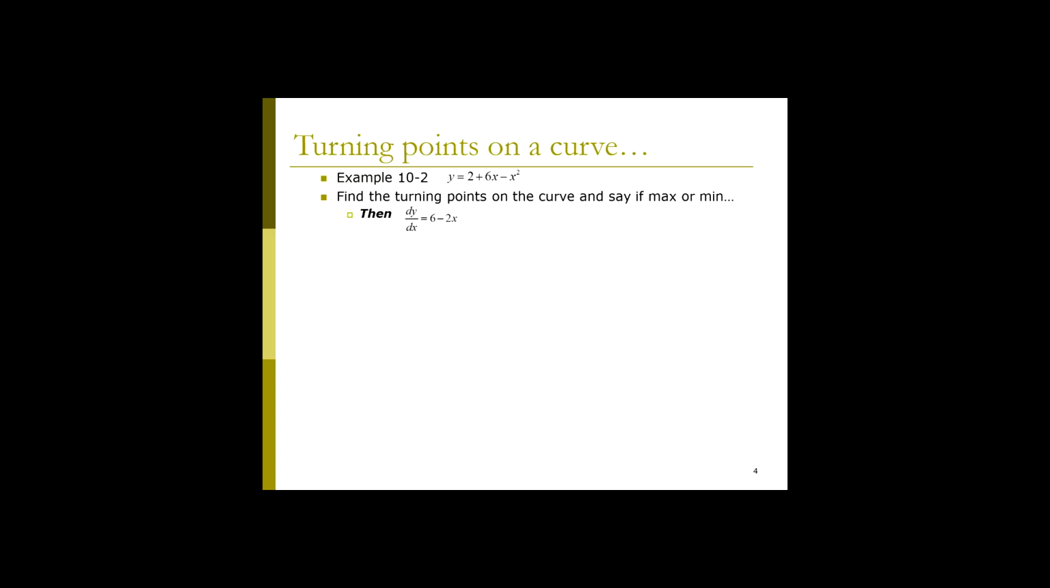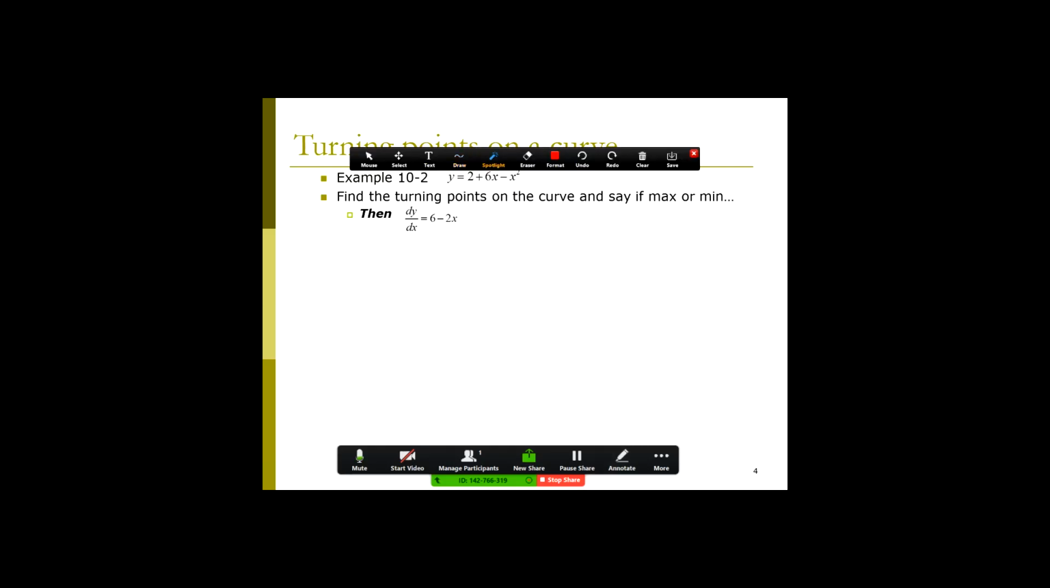First of all, let's find the rate of change of that function. So we differentiate y with respect to x. 2 is a constant, and that disappears. 6x, when we differentiate that, we get 6. And when we differentiate minus x squared, we get minus 2x. So our gradient function dy by dx is 6 minus 2x.